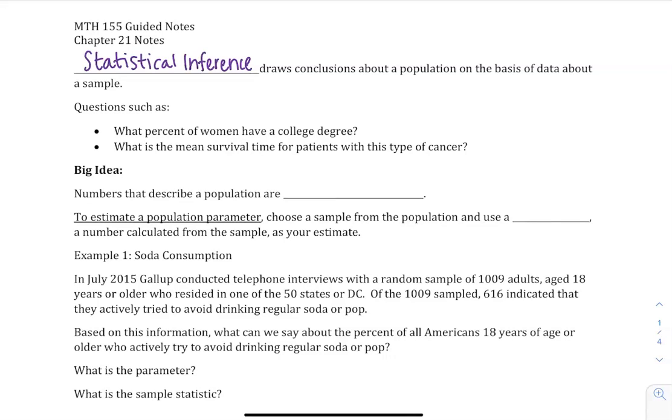Because at the end of the day, this is really where the power of statistics comes from, where we can draw conclusions about a population on the basis of data about a sample. How powerful is it that you can go and take a sample of your population and get some data about it, whether it's an experiment or an observational study, and have an idea what's going on in the entire population. So this concept is huge. It combines everything that we've done in this course.